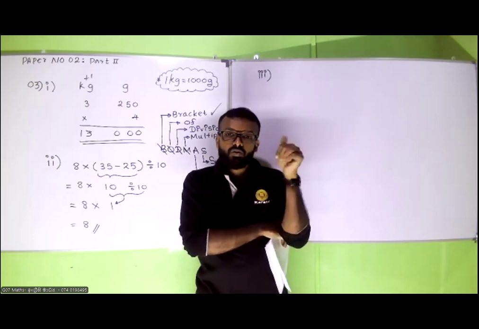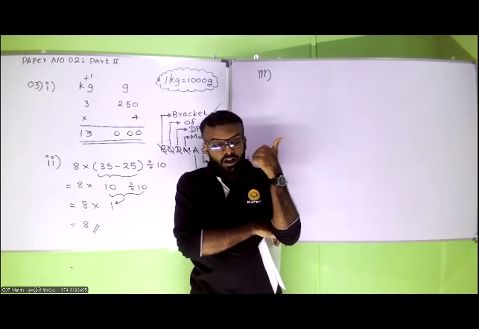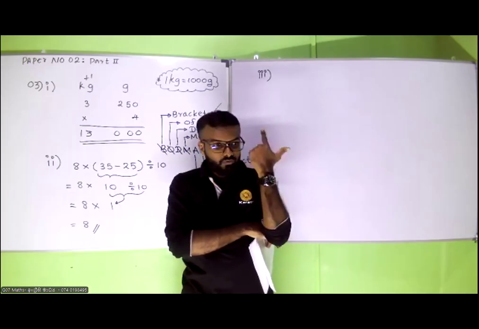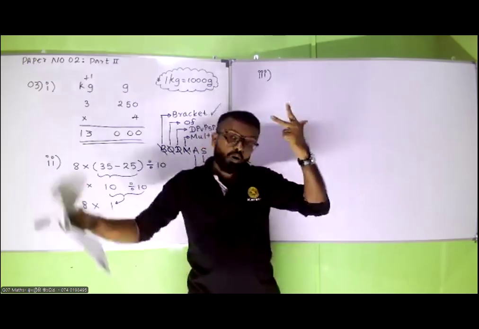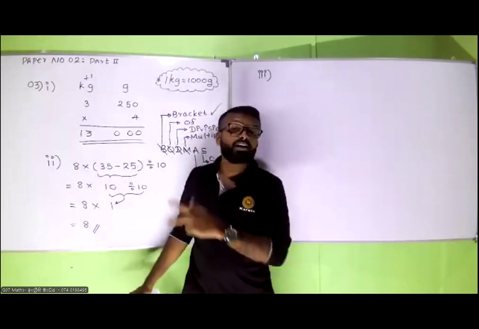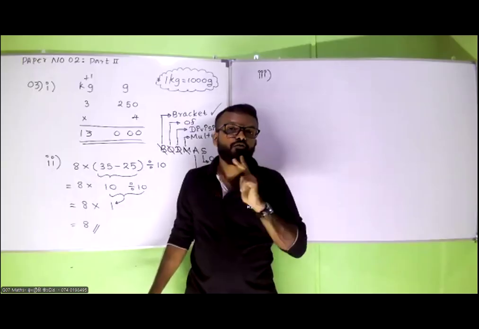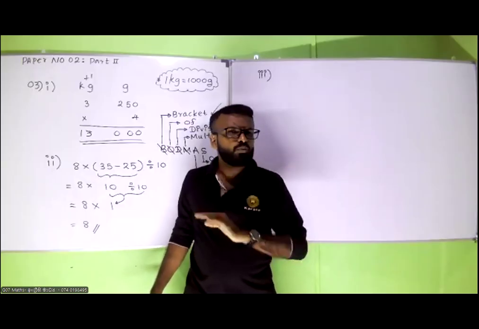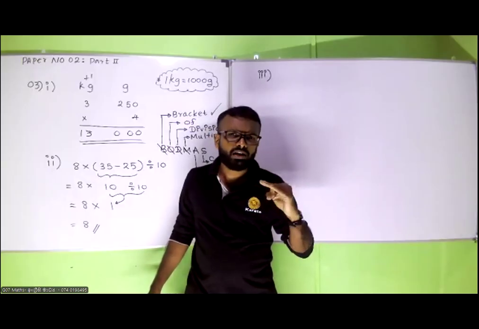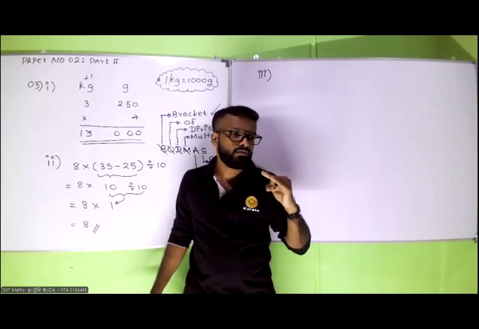Correct? Because 9 has more than 2 factors. Right? 1 is a factor of 9. 3 is a factor of 9. And 9 is also a factor of 9. There are 3 factors for 9. So 9 is not a prime factor. For a prime factor, there should be only how many factors? How many factors for a prime factor?